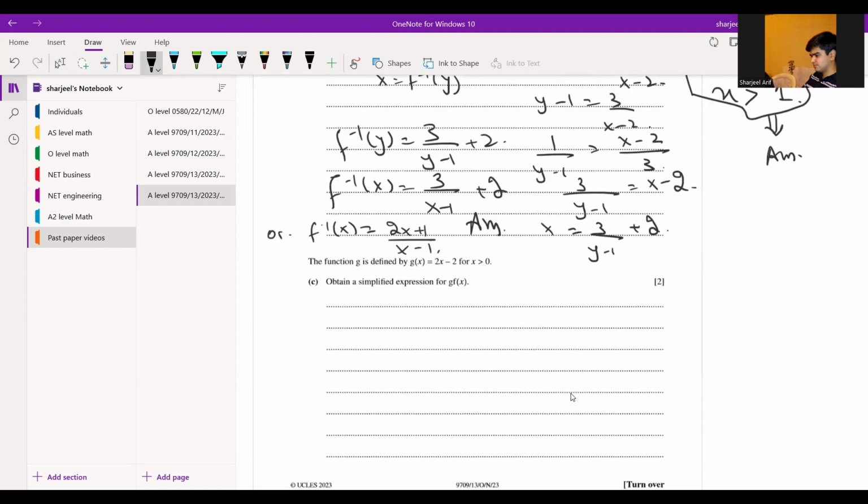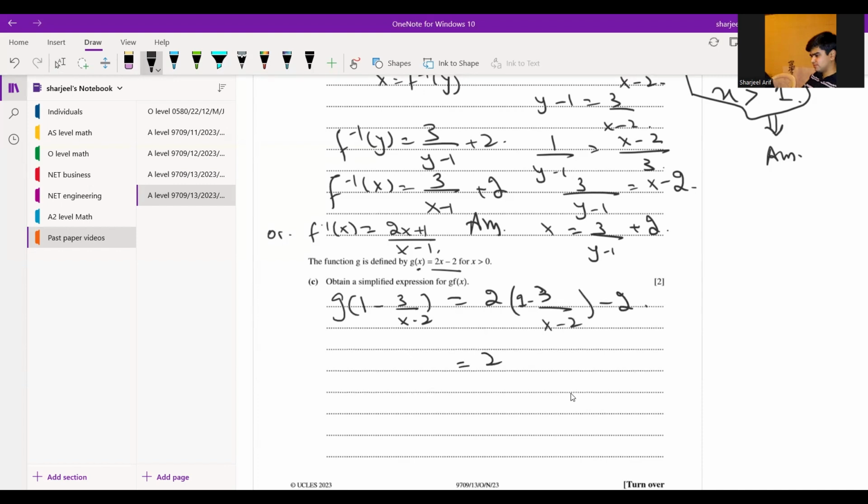We have g(x) equal to 2x minus 2. We have to find g of f(x). So we have to replace the x of g(x) with the value of f(x). So it will become g of (1 plus 3 over x minus 2). This will be equal to 2 into (1 minus 3 over x minus 2) minus 2.